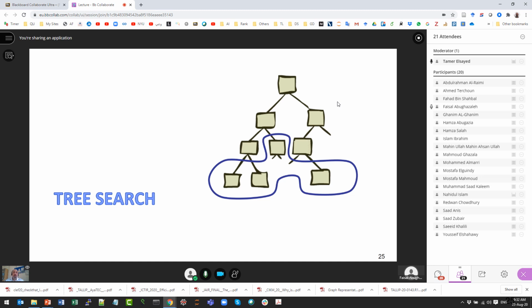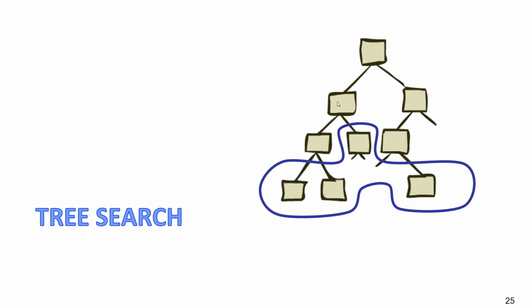Yes, so the goal is to find a solution within the state space. Okay, so within the entire state space, of course, as I said, we will not build the entire graph or the entire tree. But theoretically, if we have this graph or the tree, we want to find a way to find a solution for that problem within that state space. Okay? So now we will study a generic or general strategy for tree search.